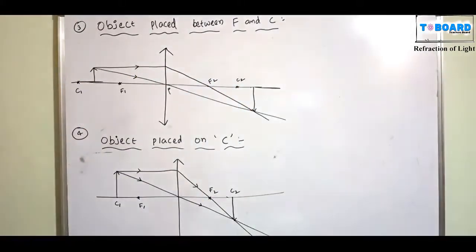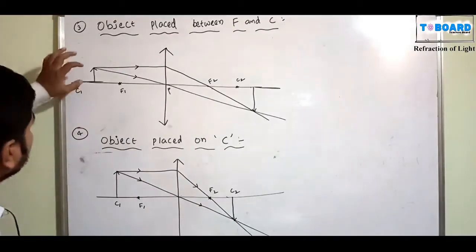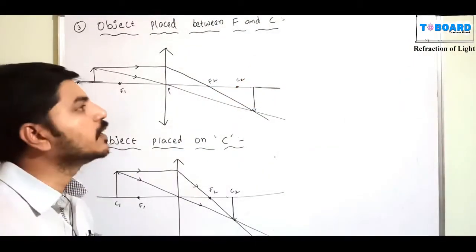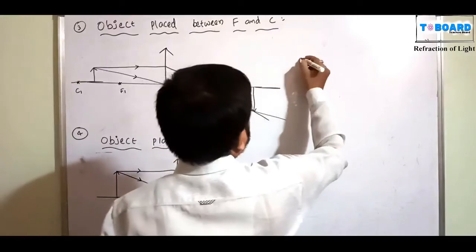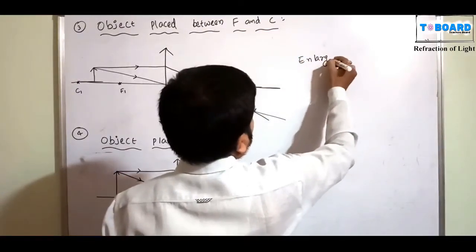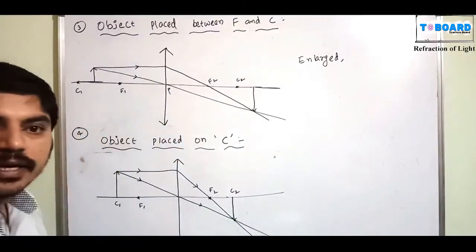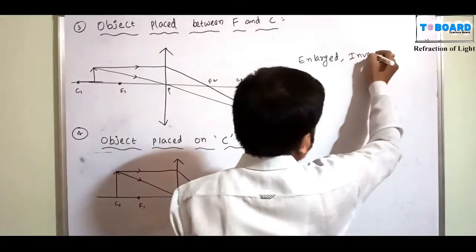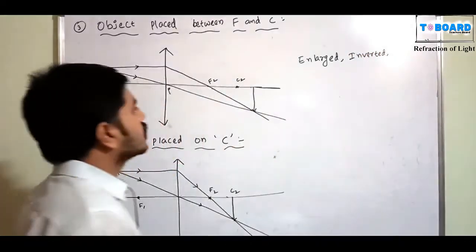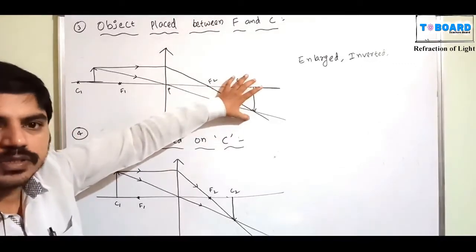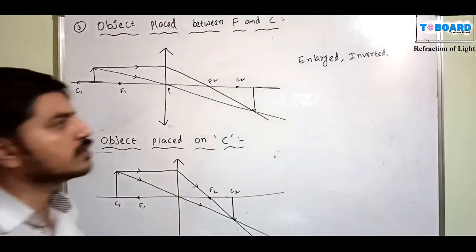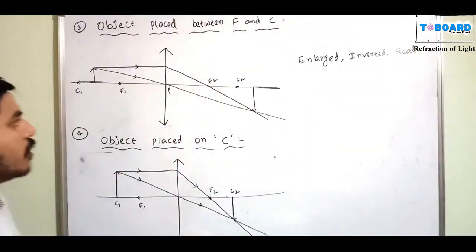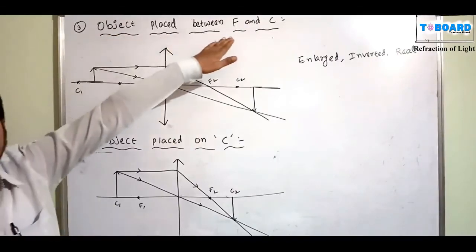And what are the characteristics of the image? So simple. Compared to the object height, the image height is bigger, which is nothing but enlarged. Next, it is below the principal axis, meaning inverted. And it is a real image, not a dotted one. So that's why it is real. These are the characteristics we have. So this is the object placed between F and C.